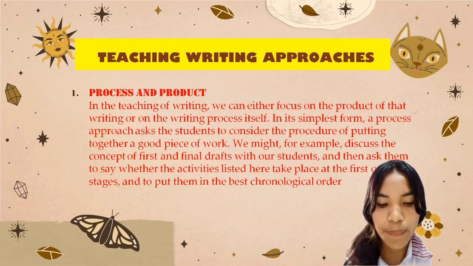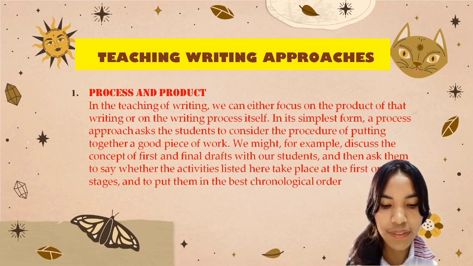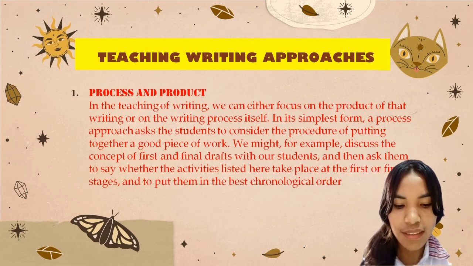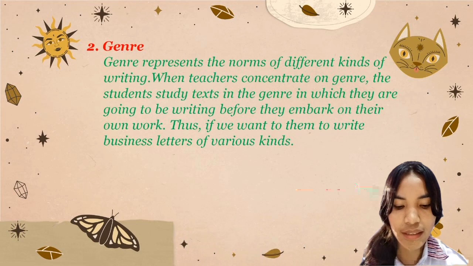We may, for example, discuss the concepts of first and final draft with our students, and then ask them to say whether activities listed here take place at the first or final stage, and to put them in the best chronological order. Second, genre. Genre represents the norms of a different kind of writing.